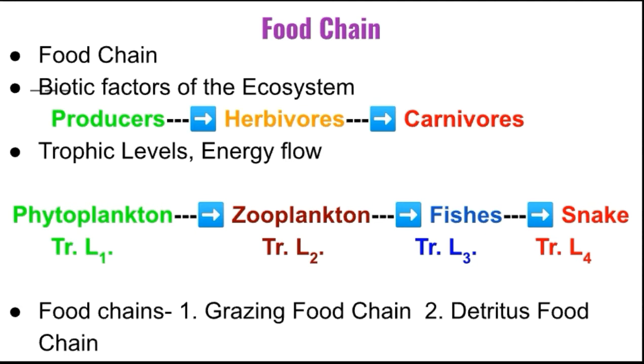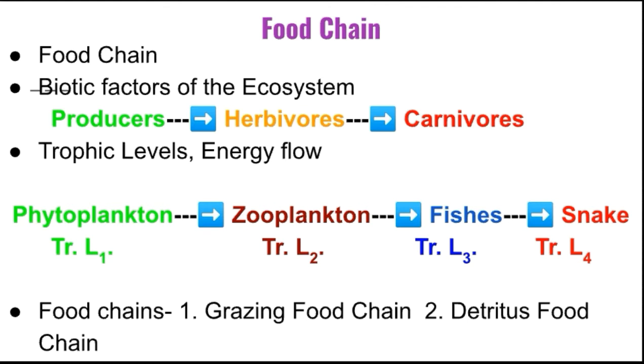You see here, a typical food chain can be seen in a pond ecosystem. First of all, the algae and phytoplankton are eaten by the zooplankton, and the zooplankton are eaten by fishes, and the fishes are again eaten by the snake. So this is the complete food chain of the pond ecosystem.